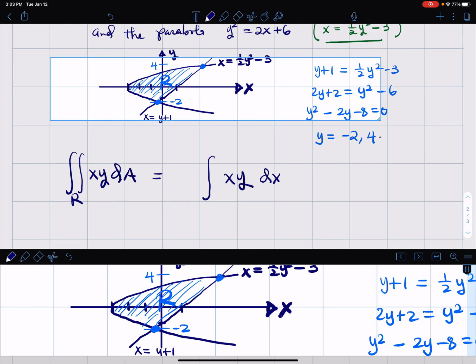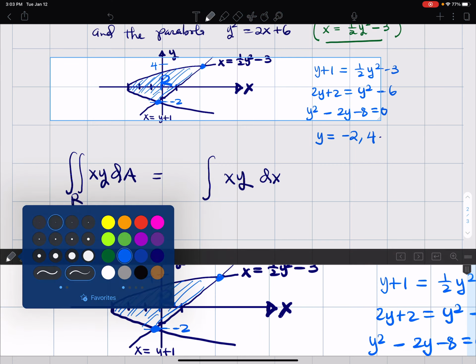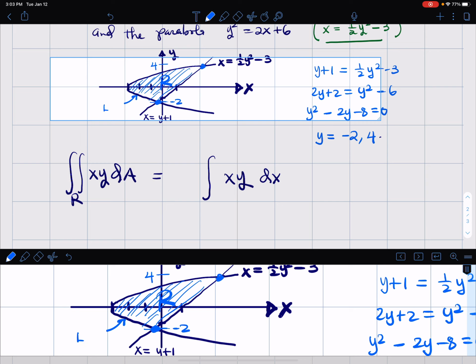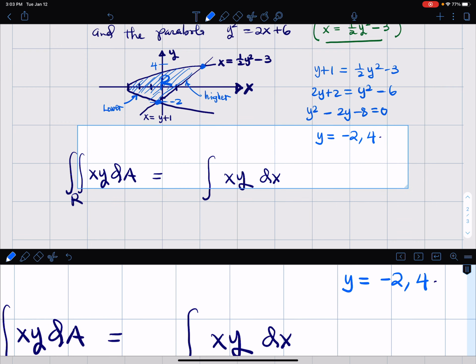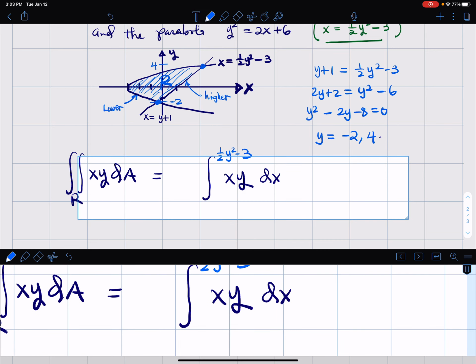Left is now the lower function. The left function is now the lower function, and the right one is the higher function. Lower, higher, or top and bottom, what I'm saying is that the top function is going to be 1/2 y squared minus 3, and the bottom function is going to be y plus 1. Okay, so that's the x.